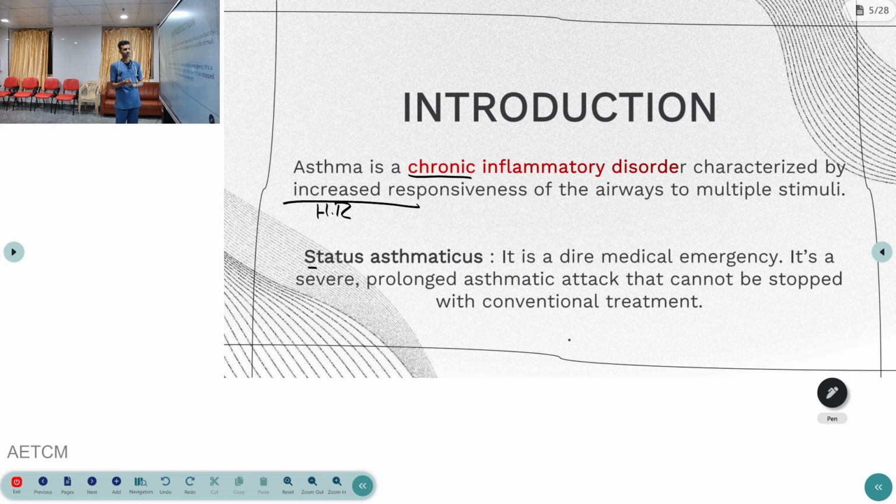Second thing, status asthmaticus. It is a medical emergency. It is a more severe and prolonged asthmatic attack that can't be stopped with conventional treatment. Usually in asthma cases, we give some medication or nebulization that will reverse the bronchoconstriction or bronchial edema. But in status asthmaticus cases, that won't occur like that. It needs some aggressive management. That is called status asthmaticus.